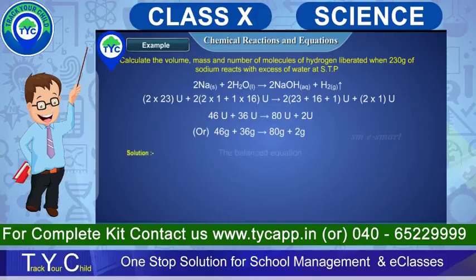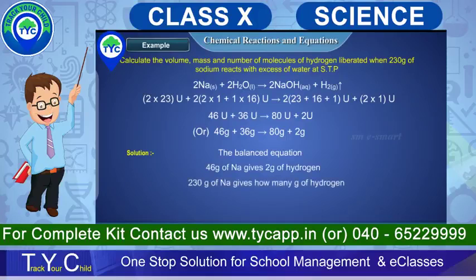Solution. The balanced equation: 46 gram of Na gives 2 gram of hydrogen. 230 gram of Na gives how many gram of hydrogen? 230 gram into 2 gram by 46 gram equals 10 gram of hydrogen.